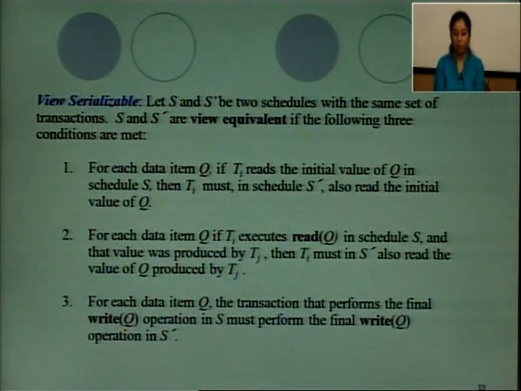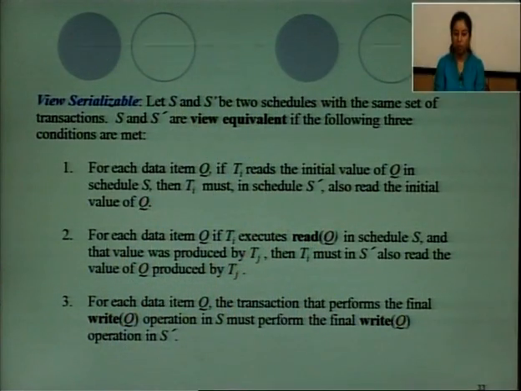Next is view serializability. Let S and S dash be two schedules with the same set of transactions. S and S dash are view equivalent if the following three conditions are met. For each data item Q, if Ti reads the initial value of Q in schedule S, then Ti must in schedule S dash also read the initial value of Q. For each data item Q, if Ti executes a read operation in schedule S and that value was produced by Tj, then Ti must in S dash also read the value of Q produced by Tj. For each data item Q, the transaction that performs the final write of Q in S must perform the final write operation in S dash.